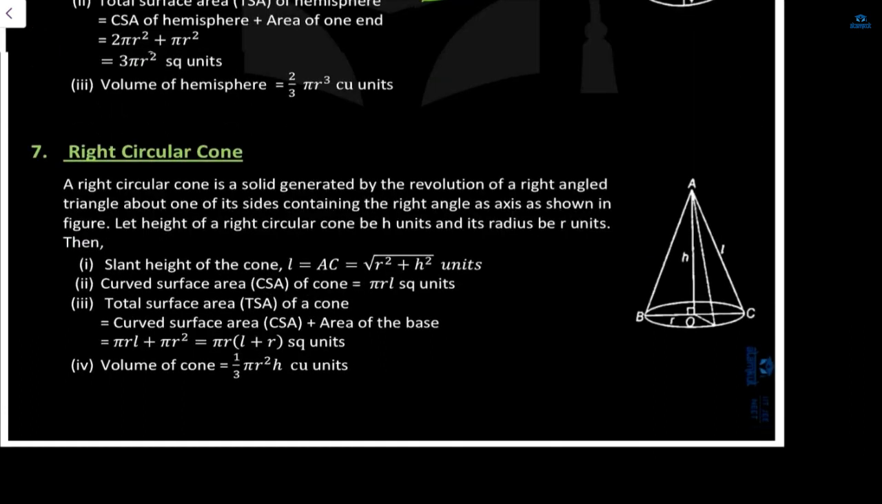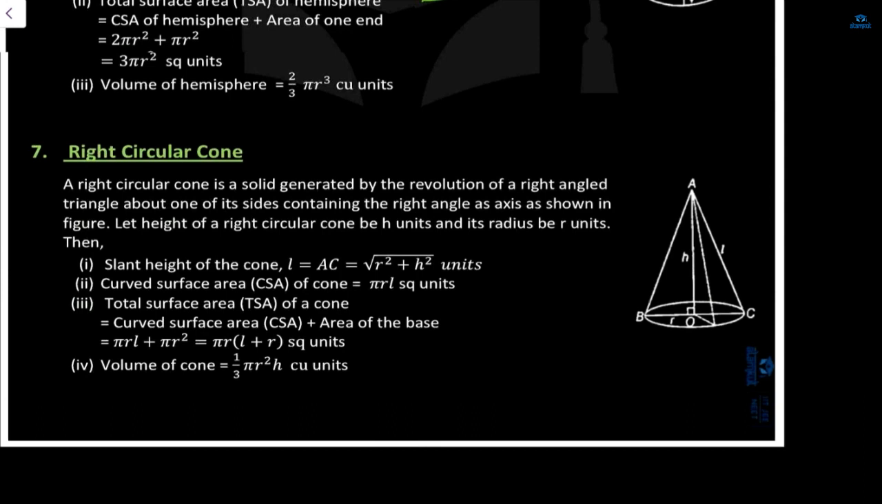Right circular cone: the base radius will be r, the lateral height will be l, and the height will be h. Two types of height are there, the lateral height and the height of the cone. Height of the cone means the perpendicular height. And the lateral height is the slanted height of the cone.